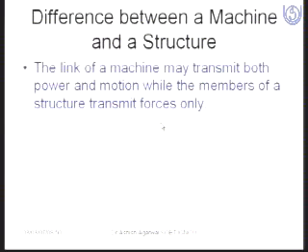Another difference is that the link of a machine may transmit both power and motion, while the member of a structure only transmits forces, meaning it resists the transformation, or it bears either compressive or tensile forces.